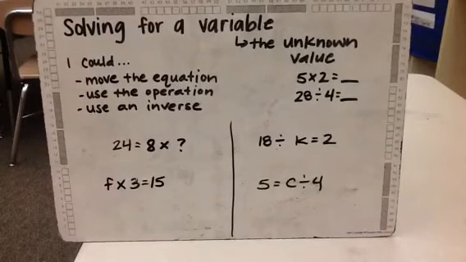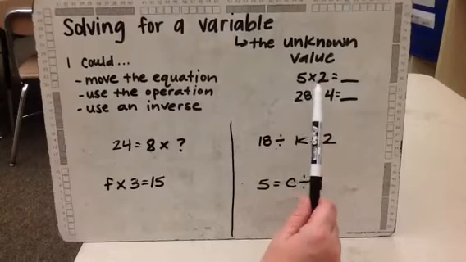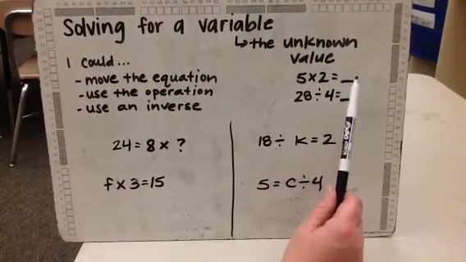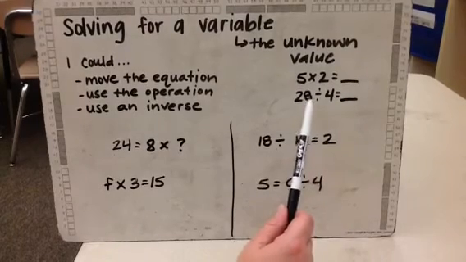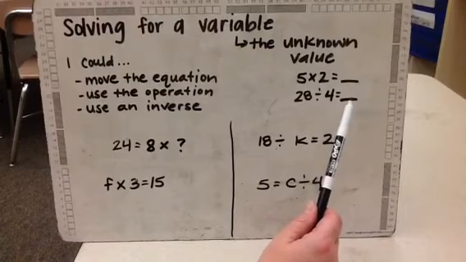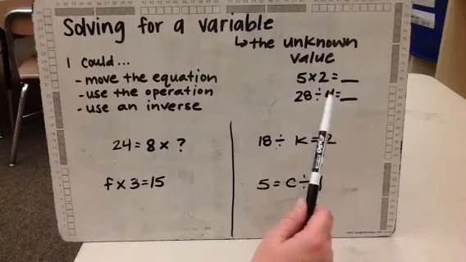You'll know that you found the correct value of the variable if both sides of the equal sign are equal. So here, for example, 5 groups of 2 is 10, has a value of 10, so this variable would equal 10. 28 divided into 4 groups has a value of 7, so this variable has a value of 7. Both sides of the equal sign are equal.